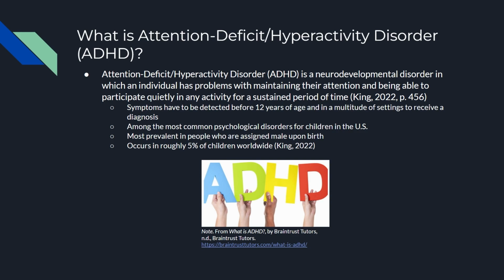ADHD is one of the most common psychological disorders that affects children within the United States. The group most likely to have ADHD are those who were assigned a male at birth. Worldwide, ADHD occurs in around 5% of children, and that's in all cultures, so it may seem small, but it's still a good amount of people.